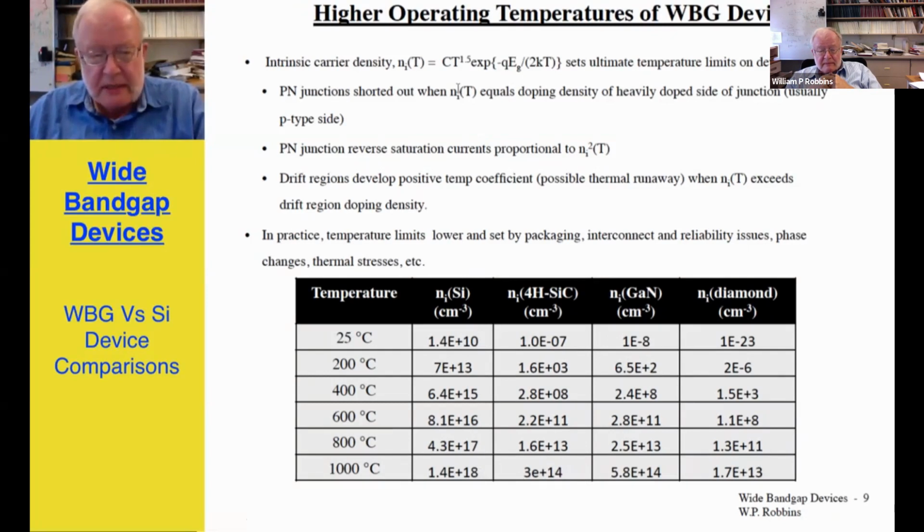The problem with this is, as the intrinsic carrier density gets larger than any of the doping levels, you're essentially shorting out the PN junction. The PN junction reverse saturation current is proportional to Ni squared, and so it's going to increase significantly as the junction temperature increases, even if you haven't reached the value of intrinsic carrier density that shorts out the PN junction. In addition, the drift regions develop a positive temperature coefficient, leading to possible thermal runaway when Ni at the given temperature exceeds the drift region doping density.